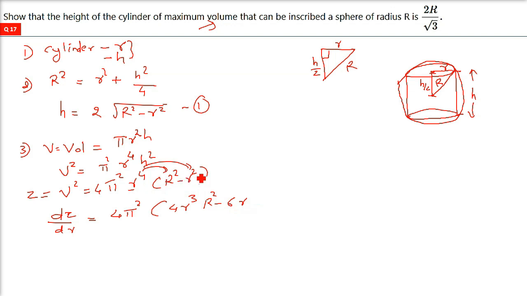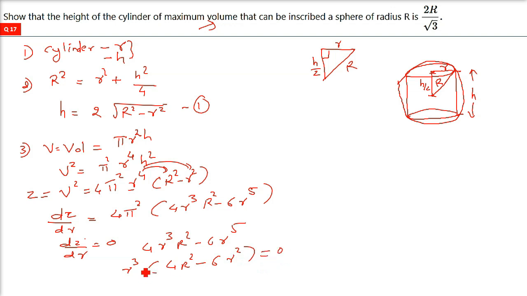Now this is the differentiated value which I am talking about, and I am going to equate it to 0. When you differentiate, you put it to 0. Now you will get the critical point, which is actually the small r that is being asked in the question, with capital R already given. So when you equate it and take r cube outside, inside you have 4 R square minus 6 r square equals 0. r cube cannot be 0, the radius cannot be 0. So 4 R square should be equal to 6 r square.